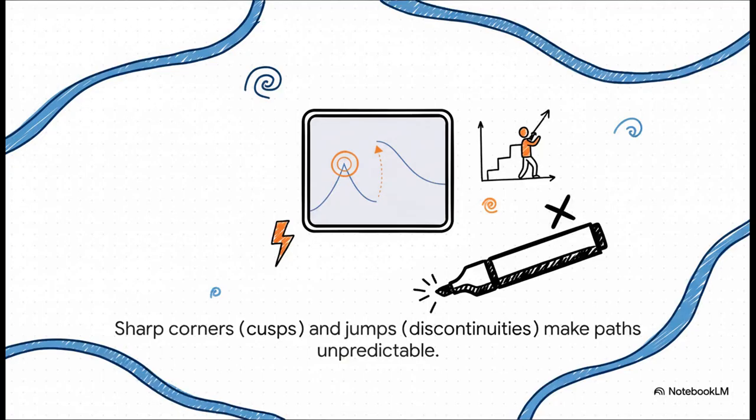We can't have any sudden, sharp corners on our path. Those are called cusps. And we definitely can't have any sudden breaks or jumps, which we call discontinuities, where you'd have to magically teleport from one spot to another. We need a path you could trace without ever lifting your pen off the paper.